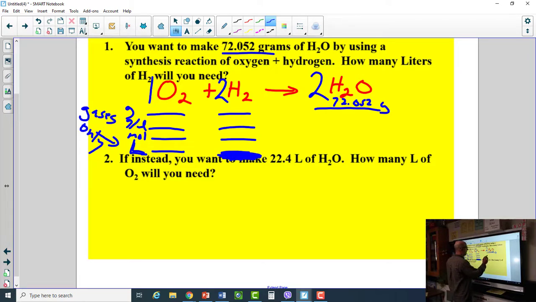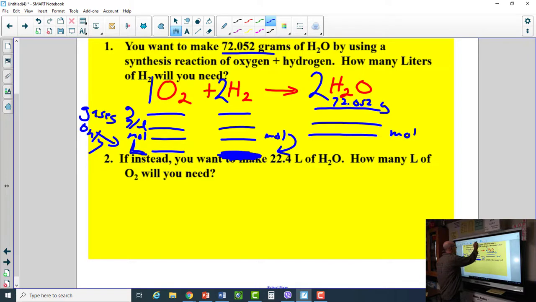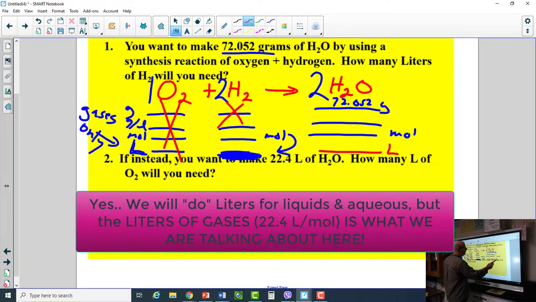So what we need to do is somehow get our moles of water using 72.052 grams, get the moles, and then it's a 2 to 2 ratio, it's the same number. And so we'll get the moles of this, and then we'll simply use our mole box, 22.4 liters per mole, to calculate this. So I don't think we're going to need this column at all. I don't think we're going to have to do anything with those two. Water is usually a liquid, so you would never do liters for a liquid in this case. The liters works for gases only.